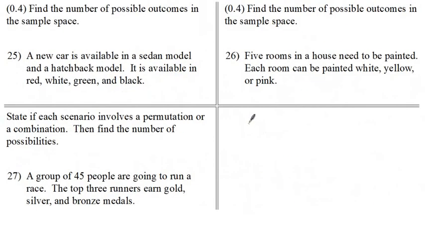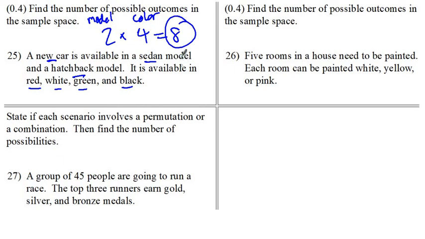All right, the last 3 are on combinations and permutations. So the first one is just asking us to find the number of outcomes in given scenarios. So it says a new car is available in sedan or hatchback. So we have 2 choices for the model type. And then we have to multiply that by 1, 2, 3, 4 choices for the color. So 2 times 4, and that is just going to equal 8. So there are 8 possible outcomes.